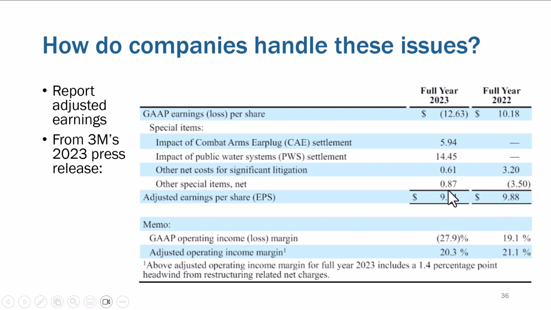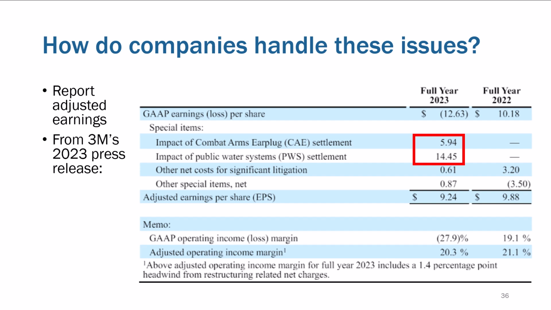This year is $9.24 as far as adjusted earnings per share is concerned. Why is this? Well, they had two big things here. They had a settlement related to Combat Arms earplugs, and then they also had a settlement related to public water systems. So 3M is saying we had some big losses on those two settlements this year. We don't expect those going forward.